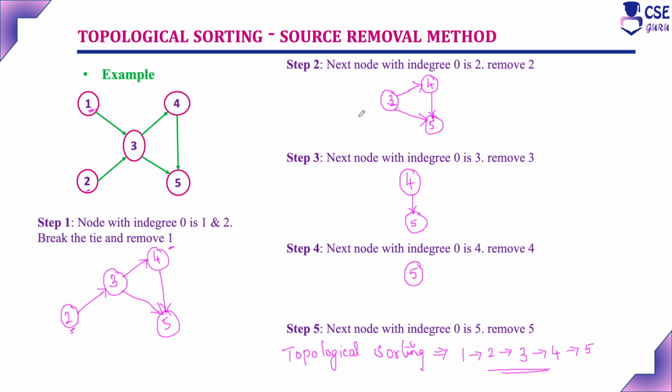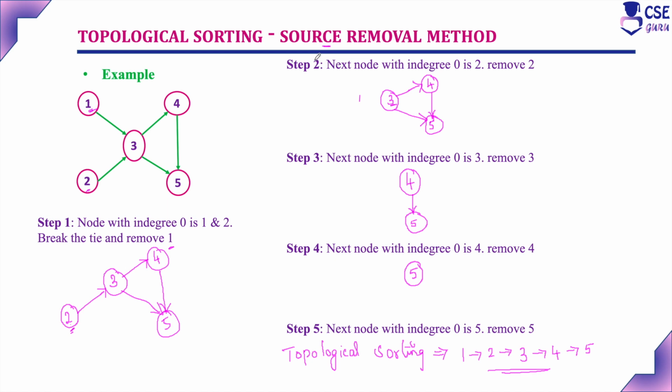The source removal method is nothing but this: in the given graph, first you have to check whether the graph forms a cycle. If the graph forms a cycle, you cannot implement any method; even the DFS method is not possible, and the source removal method is also not possible. So first you have to check this constraint. If the given graph does not form a cycle, we can implement topological sorting.